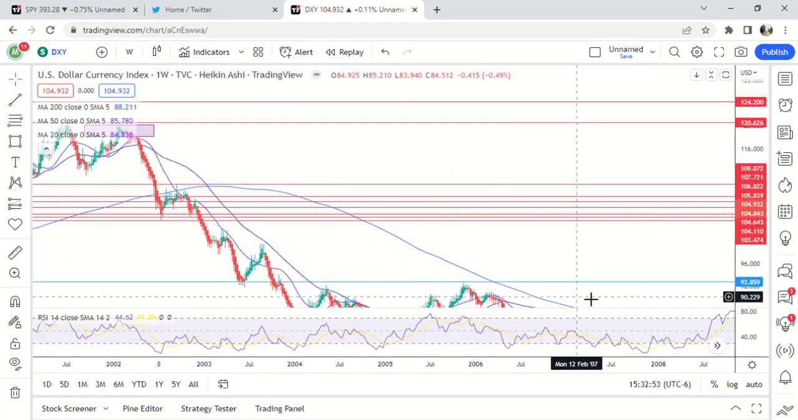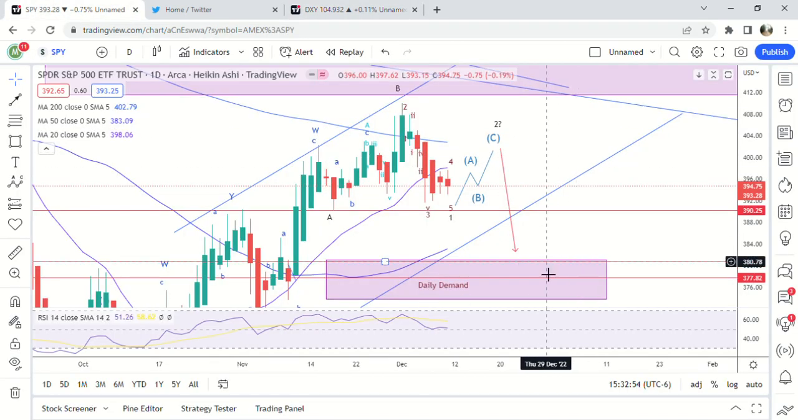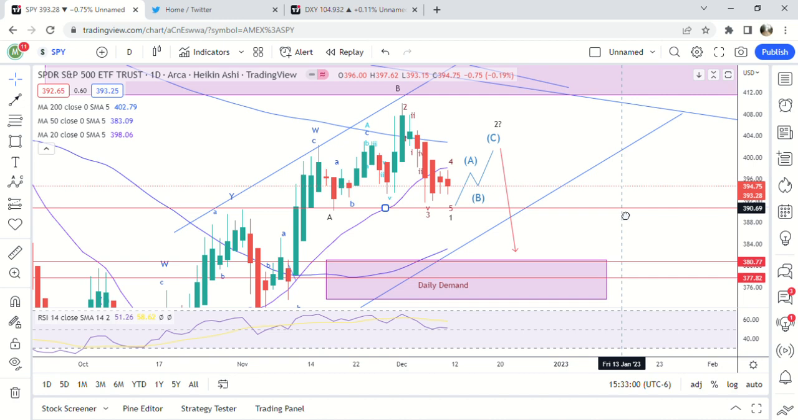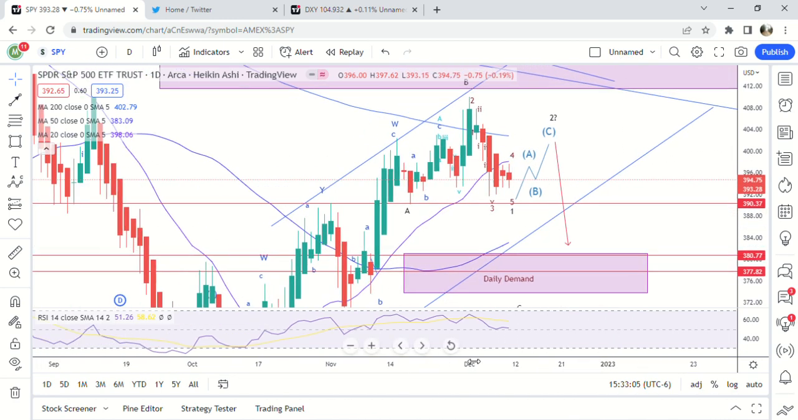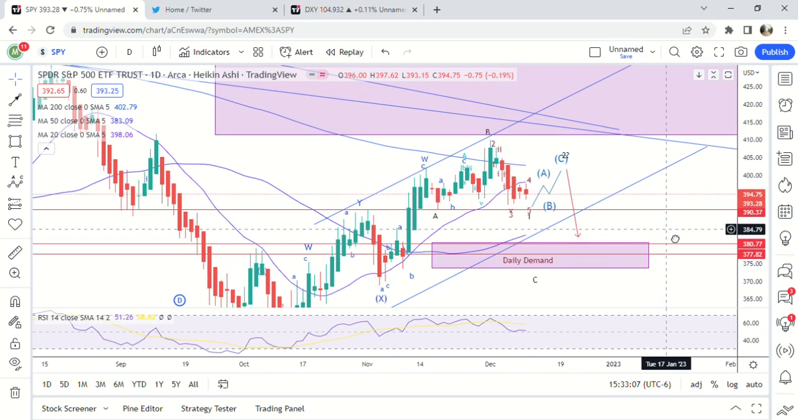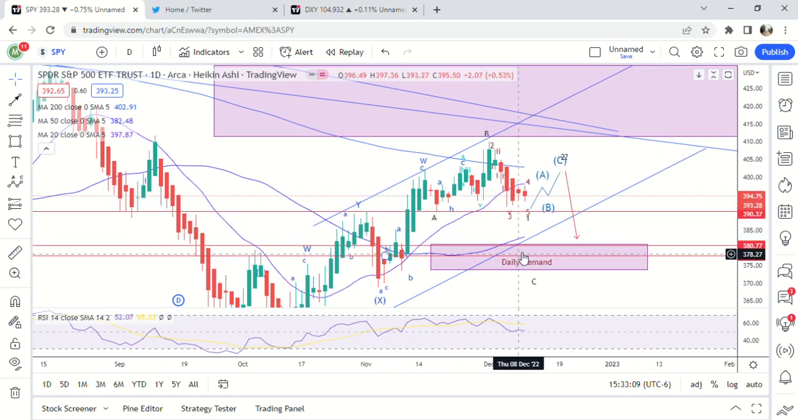But on SPY, just keep an eye on the daily demand. That's a clear, easy one to find out. So if we break 390.25, look for a fall down to that area. That's pretty much it. Just wanted to go over that, keep you aware. 390.25 is a key level, and the daily demand is a key level as well. So that's it. Let's see what happens tomorrow.